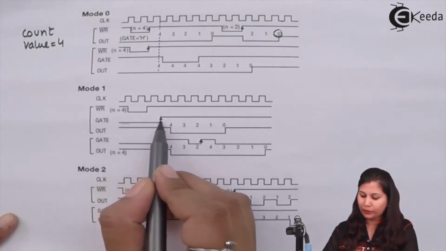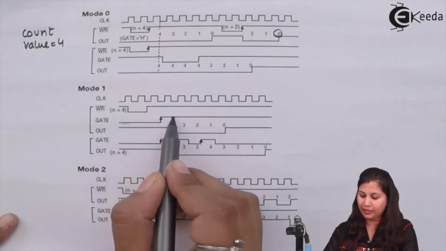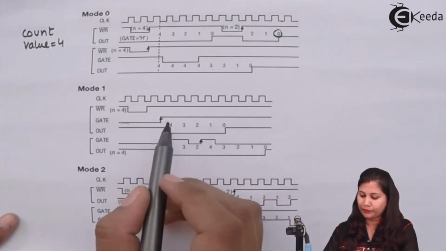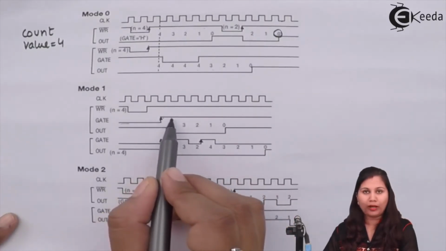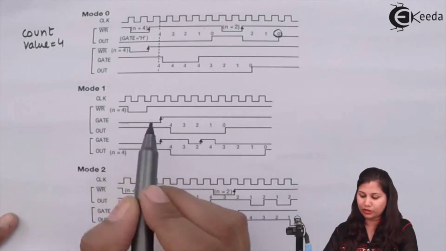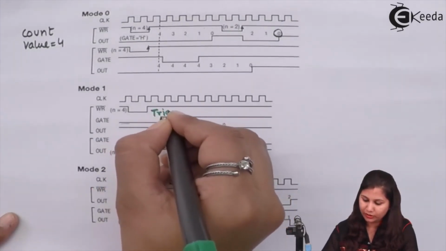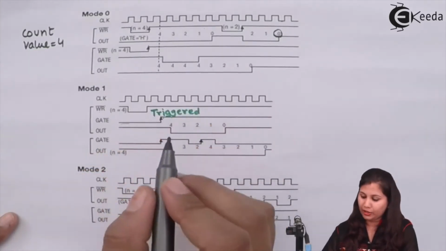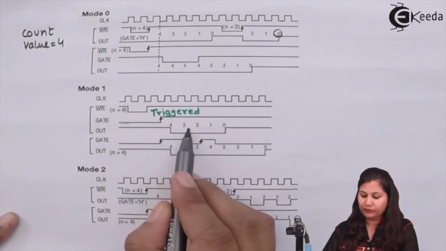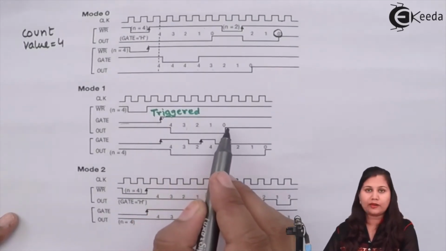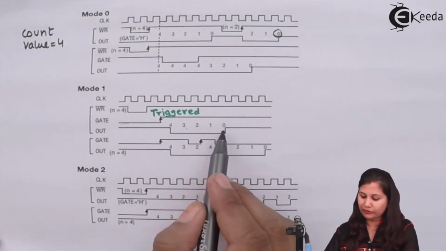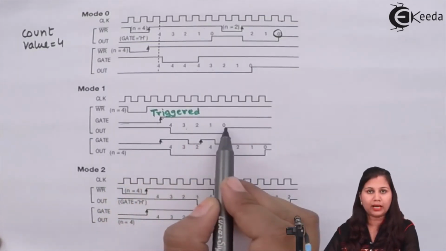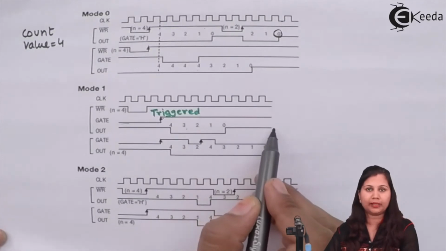Here you can see that when the gate pulse has become high, after one clock cycle the counting has initiated. So the counting starts after one clock pulse when this gate signal is triggered, because it has changed from low to high. Every time the count value is decremented until its value becomes 0, or terminal count has been reached. While the counting is going on, the out signal is low, and when terminal count has been reached, the out signal again becomes high.